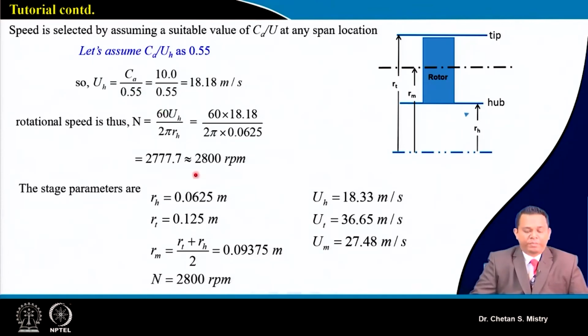Based on that we check the rotational speed. It comes to 2777.7 rpm, so roughly we can say it is in the range of 2800 rpm. Now we have our hub radius and our tip radius, so we can calculate the mean radius, and taking our rotational speed as 2800 rpm, we are able to calculate the peripheral speed at different locations.